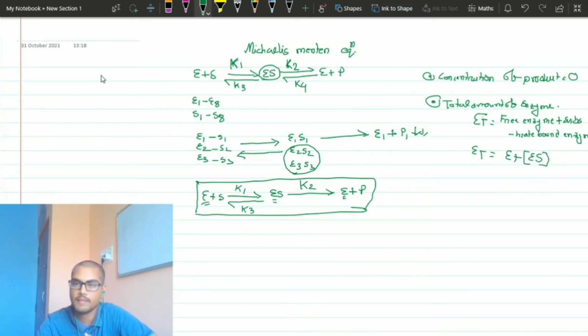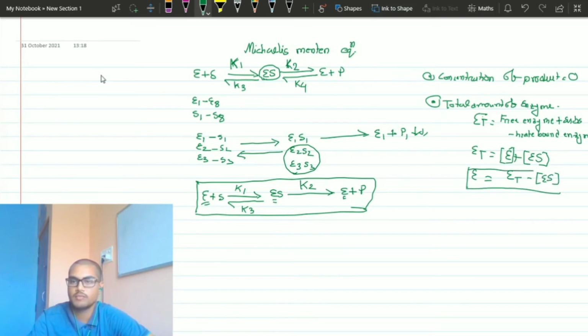Okay. So this is the total enzyme, and in this case, if you want to find the value of free enzyme, then it will be E total minus ES. This is the value of free enzyme. This is the second most important thing you have to know to perform the derivation of the Michaelis Menten equation.